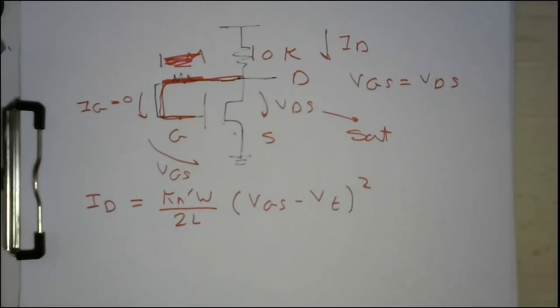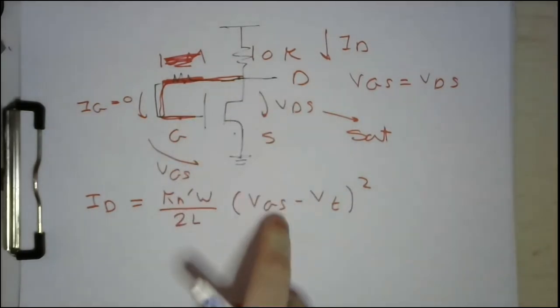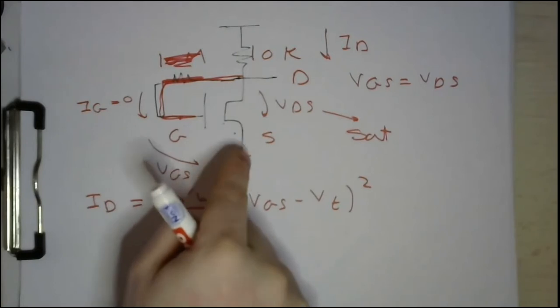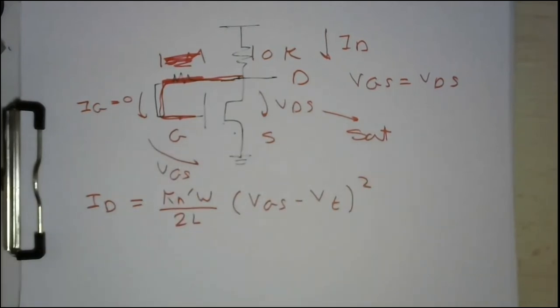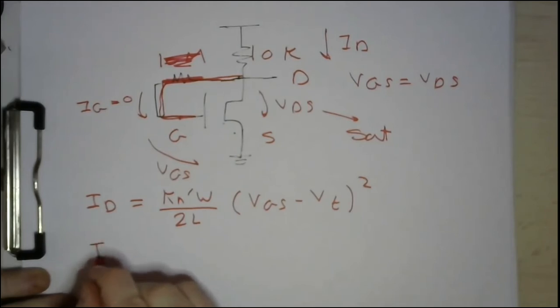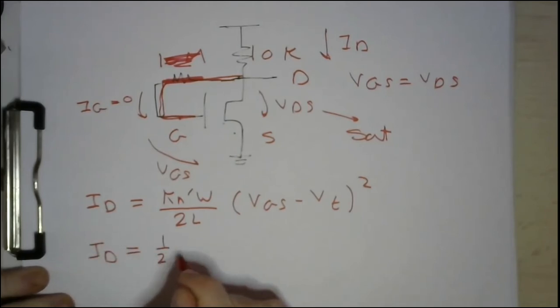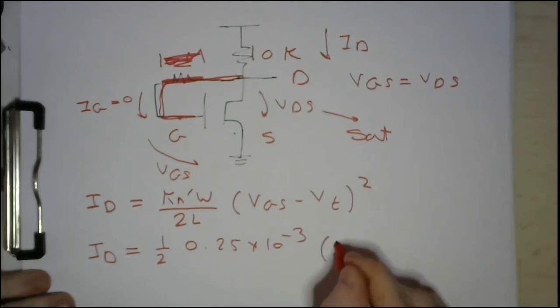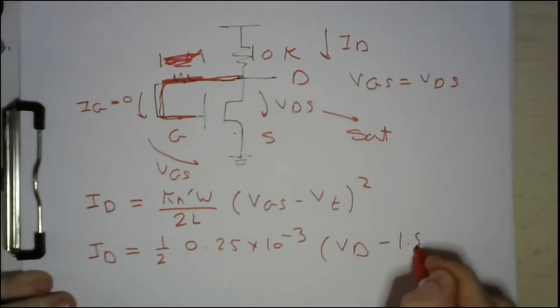If you return back to the head of this question, you will find that Kn dash W over L is given, which is 0.25 milliampere per volt square. V threshold is given, which is 1.5 volt. VGS equals VDS, so you can write it VGS or VDS. Both have the same meaning. Or even you can write it VD because S is ground, so it's just a V. Accordingly, I can rewrite the equation as 1 over 2 times 0.25 times 10 power negative 3 times (VD minus 1.5) whole square.